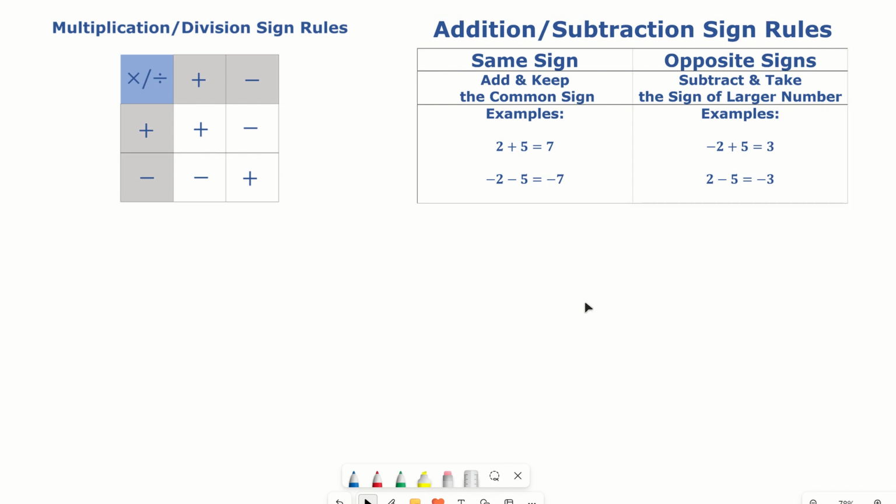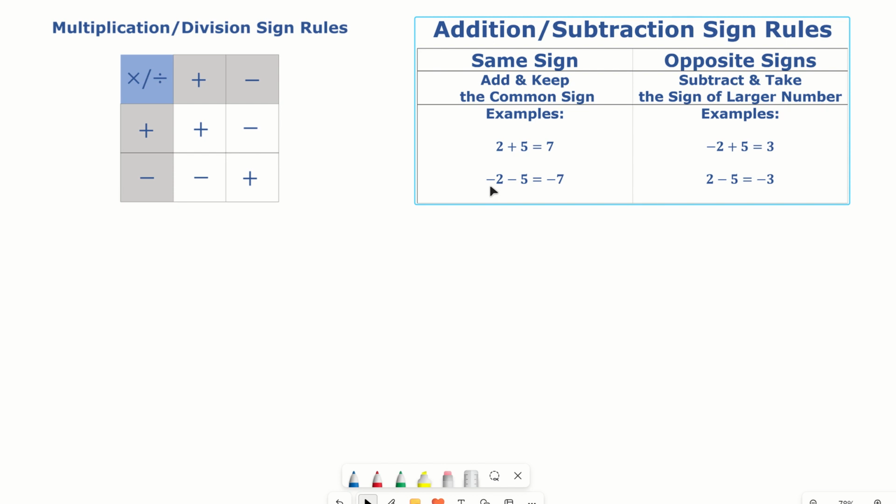Okay, so for the addition and subtraction sign rules, remember that if you're combining two numbers and they have the same sign, like these are both positive, we don't write a plus to the left of the first leading positive number. So 2 plus 5, we just combine them by adding and keeping the sign. So this is going to be a positive 7.